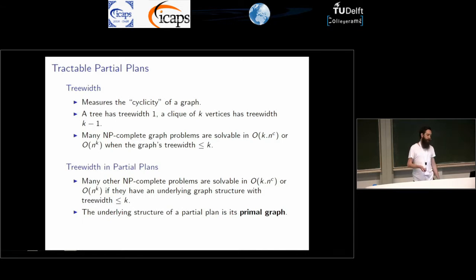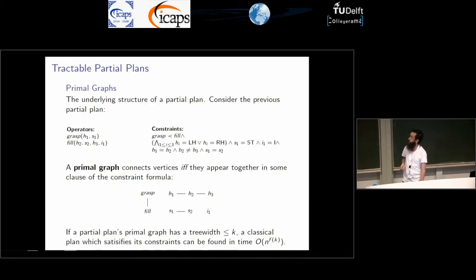It's a useful measure because a lot of NP-complete problems are actually solvable in, say, time n to the k, when the tree width of the graph is bounded by k. And then this same idea often gets applied in other NP-complete problems. And you do this by trying to find an underlying structure to your problem, which can be expressed as a graph. So that's what we're going to do here. So we're going to look at the underlying structure of a partial plan, which in this case is known as the primal graph. So it's quite a simple idea. The primal graph is a graph, and the vertices in the graph are the operators and the variables which appear in the partial plan.